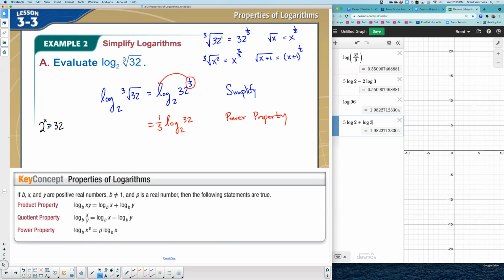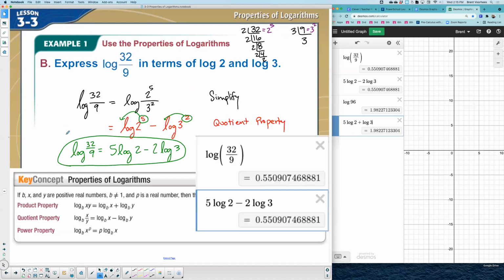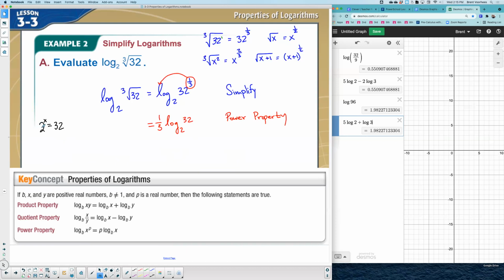And we would do upside down division. But you remember on a previous problem, we already found out what 32 is the same thing as. On example 1b, we found out 32 is 2 to the 5th. Y'all remember that? So 2 to the x is equal to 2 to the 5th. Since this is 1 to 1, they both have the common base. Our answer here is 5. So this is 1/3 times 5. 5/3 is your solution.